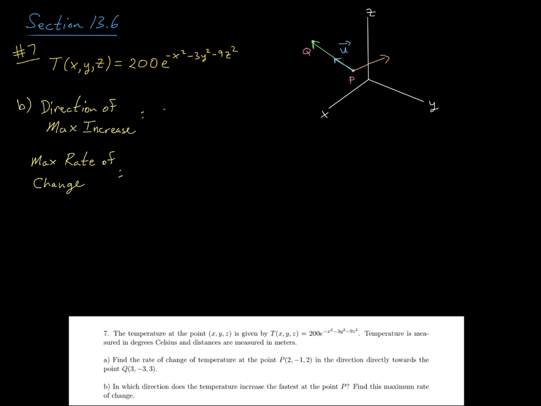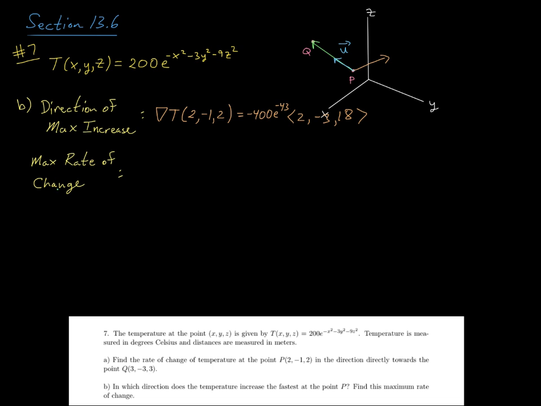Okay, so the direction of max increase is simply the gradient of our temperature function evaluated at the point 2, -1, 2. And we already know what that is. That was just the vector minus 400 e to the minus 43rd power times this vector 2, -3, 18. Okay, so this would be our direction of max increase.